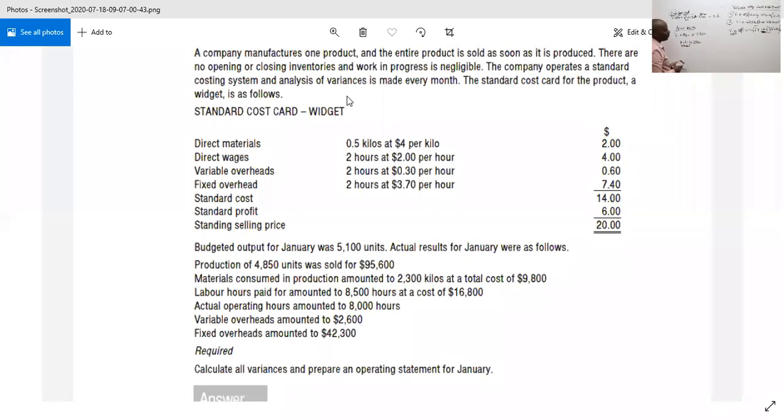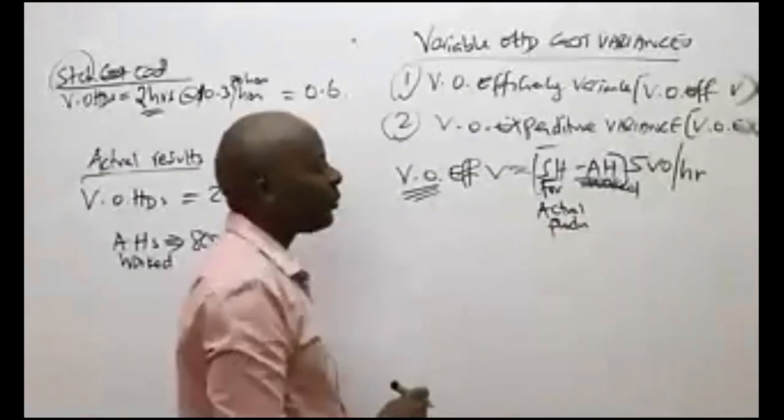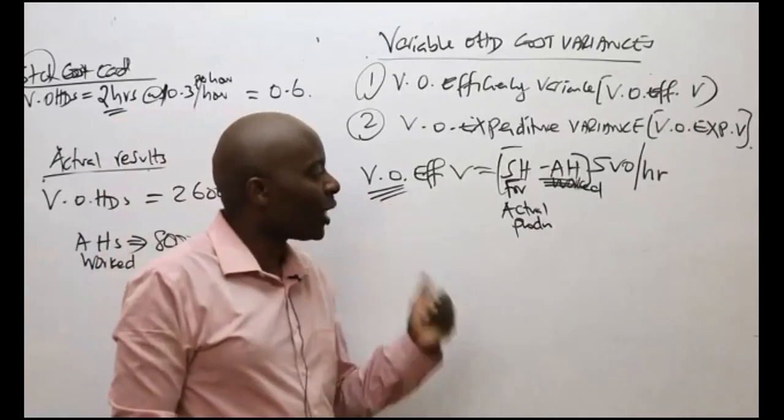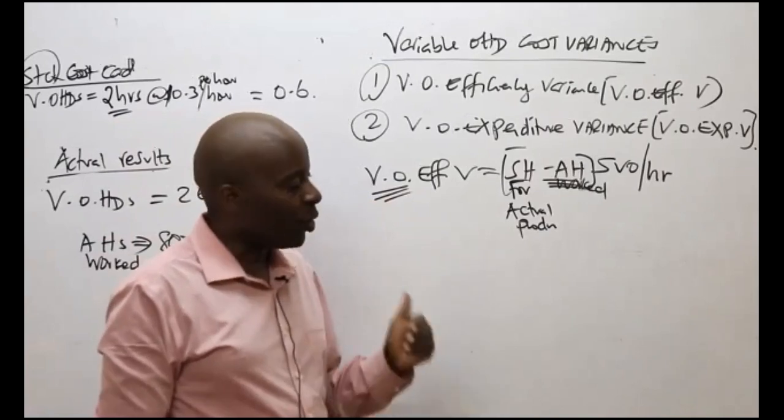Listen to me very well, my great students. This capital SH, don't forget, it is standard hours for actual production. These are the actual hours worked. So you write somewhere there in full, capital SH stands for standard hours for actual production.